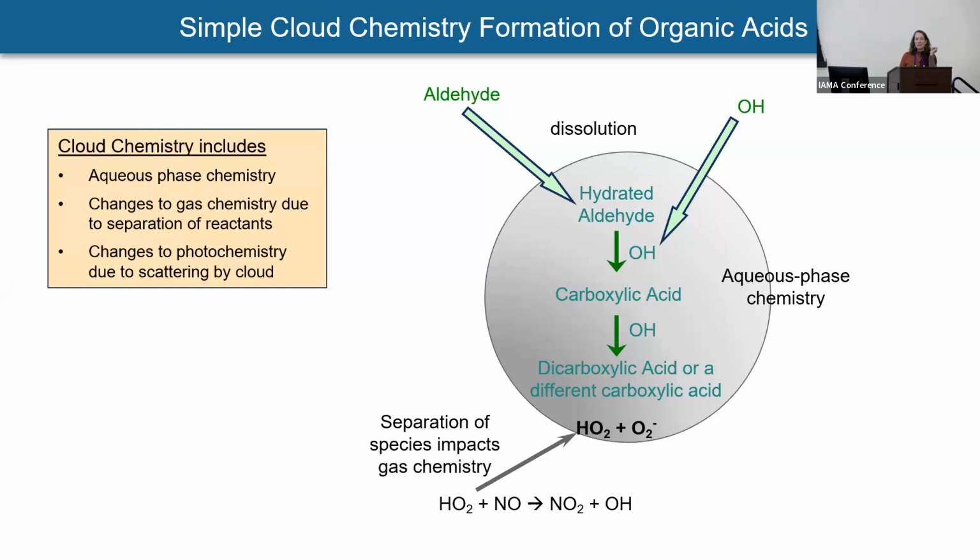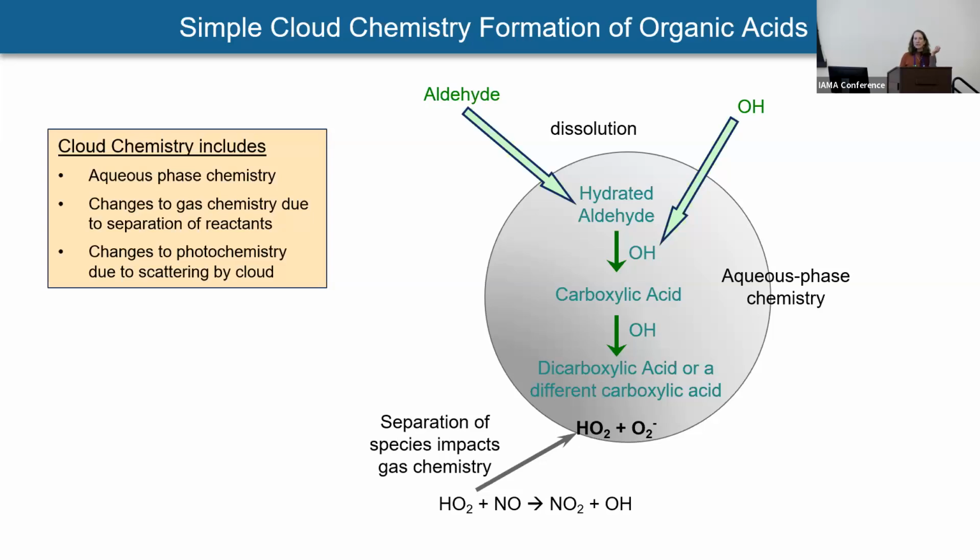It's aqueous phase chemistry, but it's not only aqueous phase chemistry. It also includes changes to the gas phase chemistry due to that separation of reactants. And you can see that in the bottom in the black, a really good example of separation of species. The HO2 plus NO reaction will change its reaction rate because HO2 drifts off into the liquid phase when it's in the cloudy environment. In addition, I think cloud chemistry should also include changes to the photochemistry due to scattering by the cloud particles.